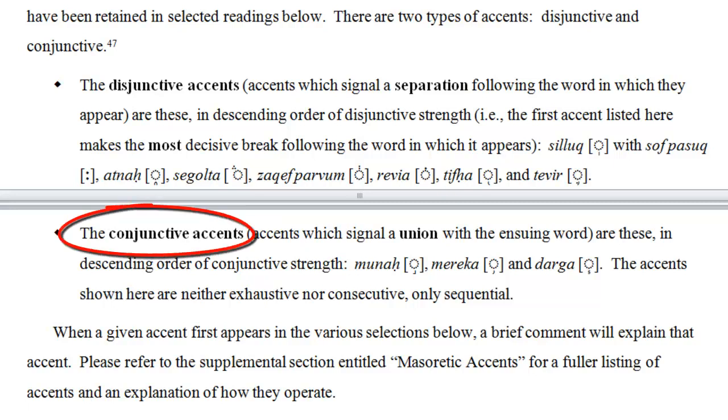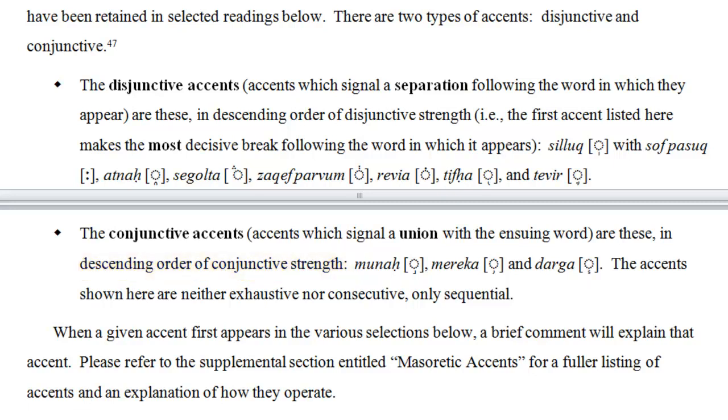And now for the conjunctive accents, that is, those accents which signal a union between the word which contains the accent and the very next word. Once again, these are ordered in a descending sequence of conjunctive strength. So then, the accent which most loudly announces to us this word must be closely thought of in conjunction with the next word. That accent is the munach. And then in descending conjunctive strength would appear merecha and darga.